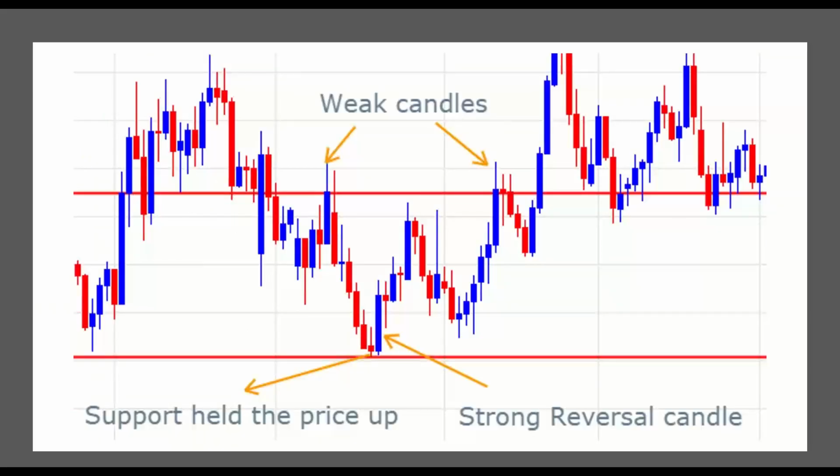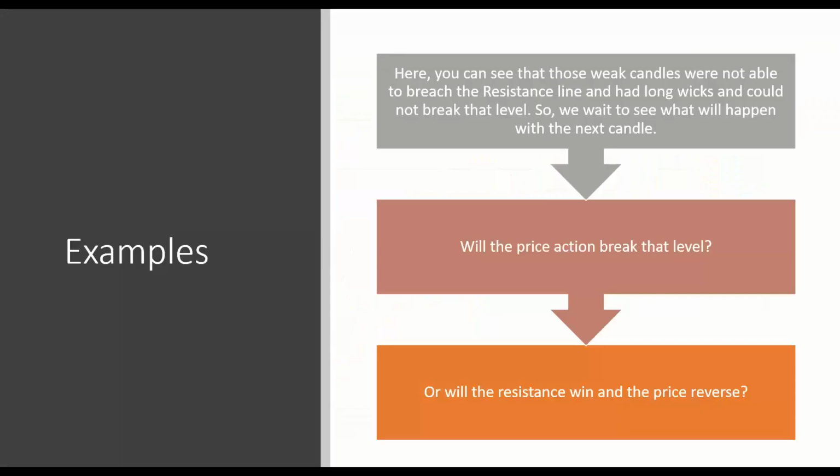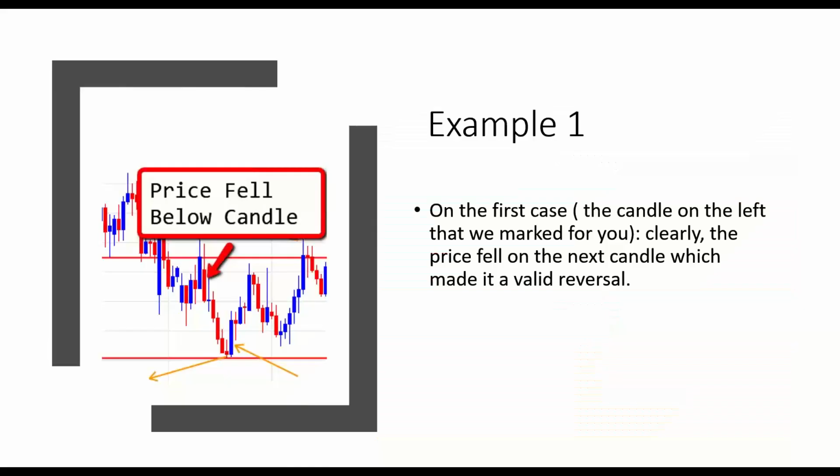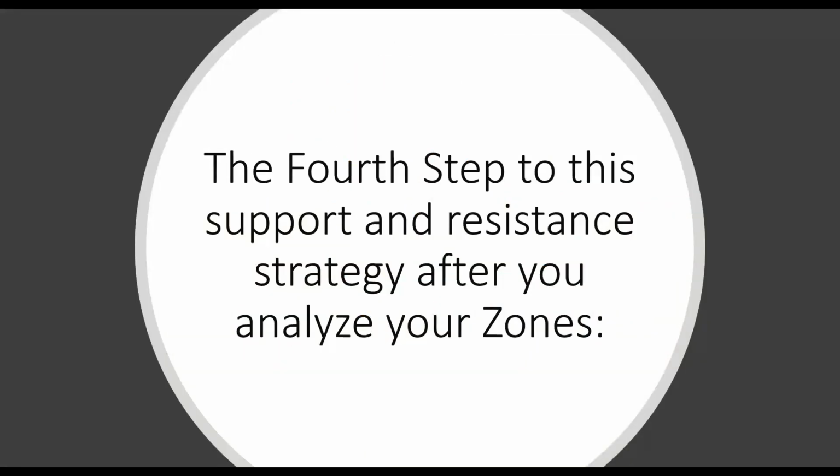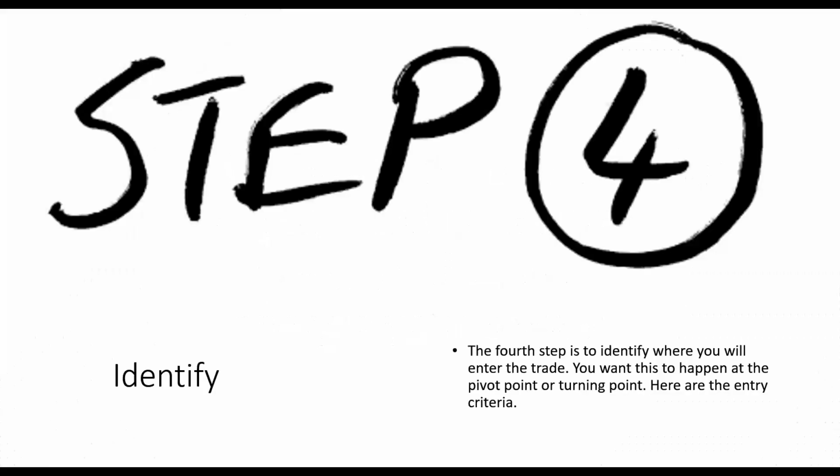So remember, we're looking for strong reversal candles. Now, step 4, because we're not finished yet. You haven't made a trade yet. Okay. Step 4 is identify where you will enter the trade. You want this to happen at the pivot point or the turning point.